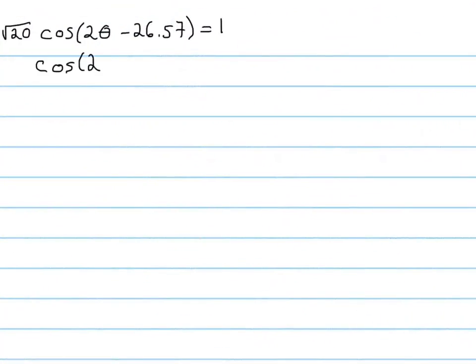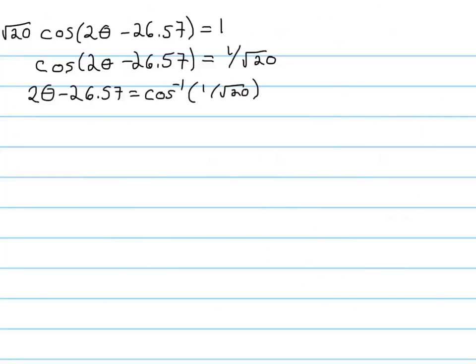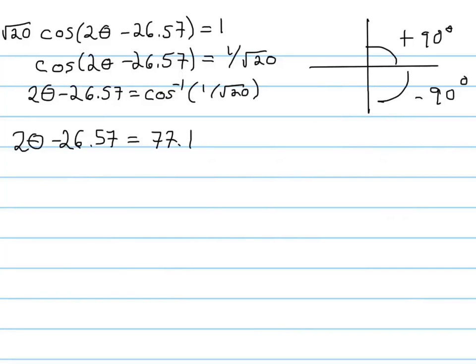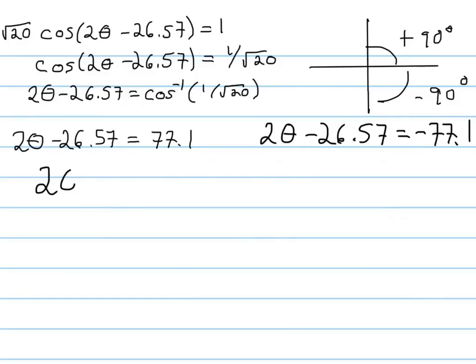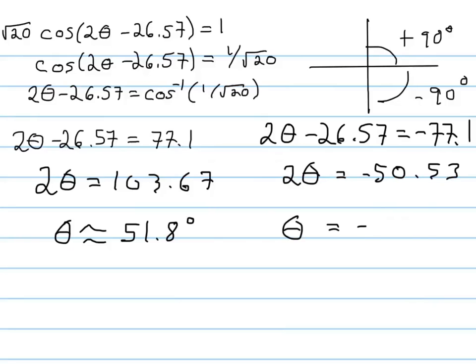We divide both sides by the square root of 20. Then we take the inverse cosine. Now remember, when we take the inverse cosine, we're going to get 77.1. But look, we want our graph to be between positive 90 and negative 90 degrees. That means we also need to consider negative 77.1 degrees. So we will solve by adding 26.57 to both sides, and then we will divide by 2 to get 51.8 degrees, and on the other side we perform similar steps to find that theta is about negative 25.3 degrees.